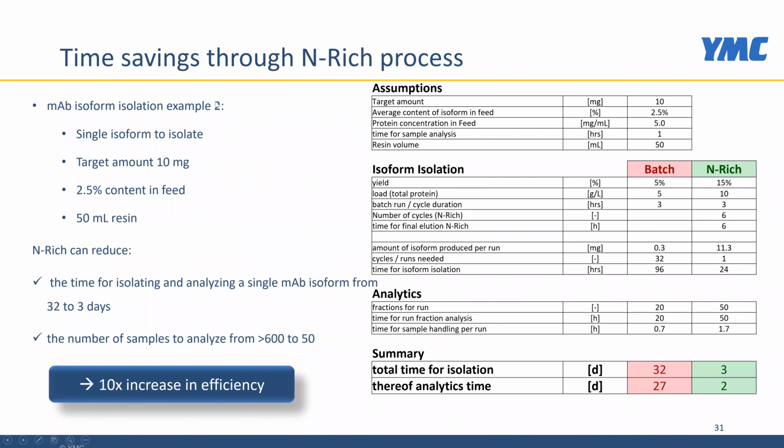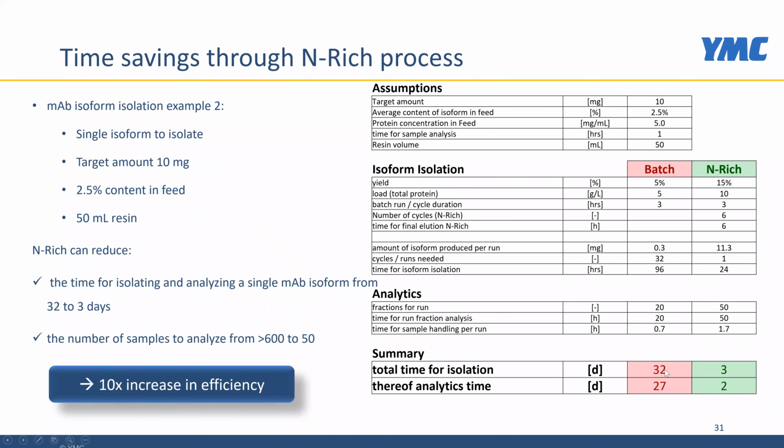So this is an example that shows a calculation of the actual time savings that were obtained by using this chromatography technique. Here, in the second example, the aim was to produce a larger amount of isoforms, or 10 milligrams, with 2.5% content in the feed of the least abundant isoform. And essentially, you can show that you can decrease significantly the total time required for the isolation by a factor of 10.